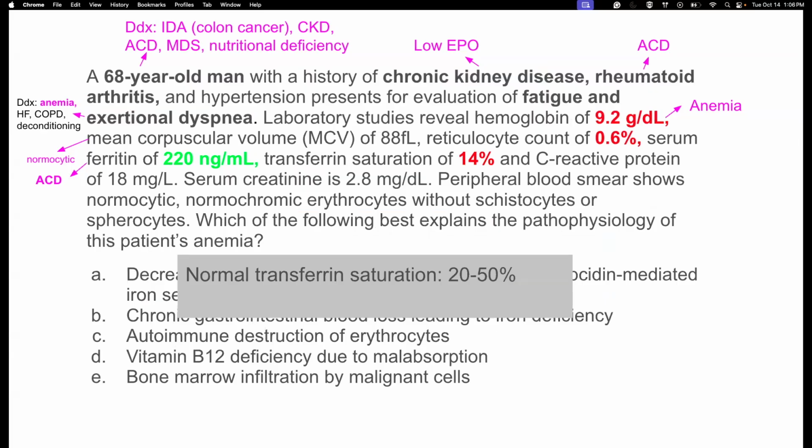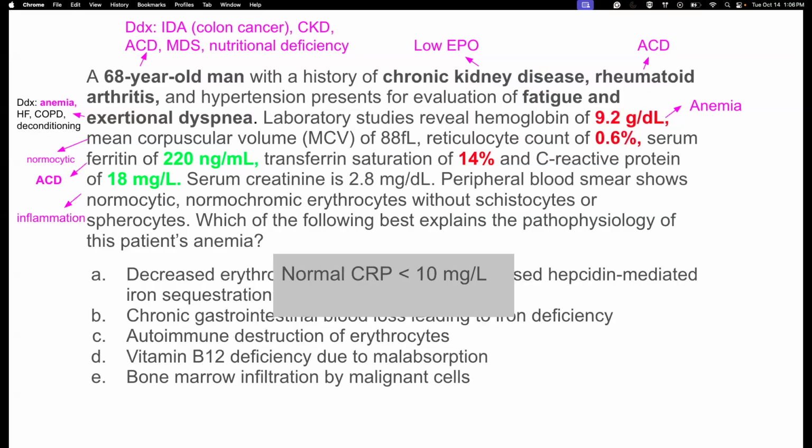Next, we're given this transferrin saturation, which is 14%. I couldn't find it in the chart, but I'll just tell you that the normal transferrin sat is 20 to 50%, so this is low. And we're also given C-reactive protein of 18. This is elevated. A normal CRP is less than 10, so this is an indicator of inflammation, kind of fitting with our whole thought about this being an anemia of chronic disease type picture.